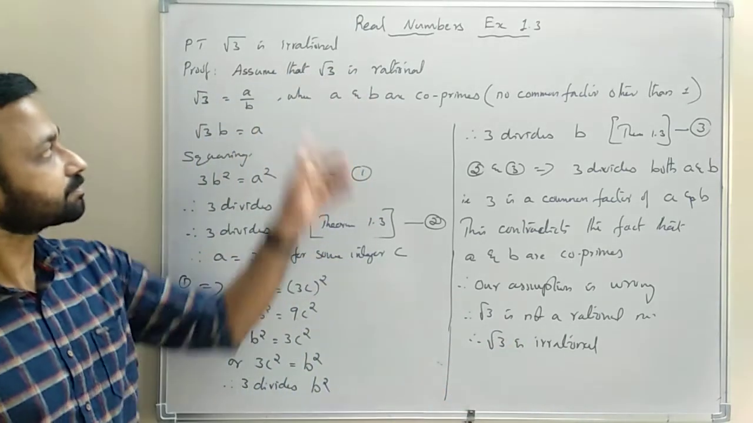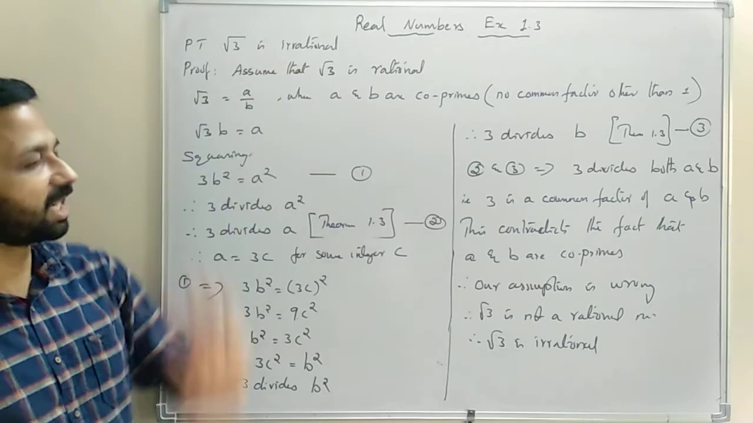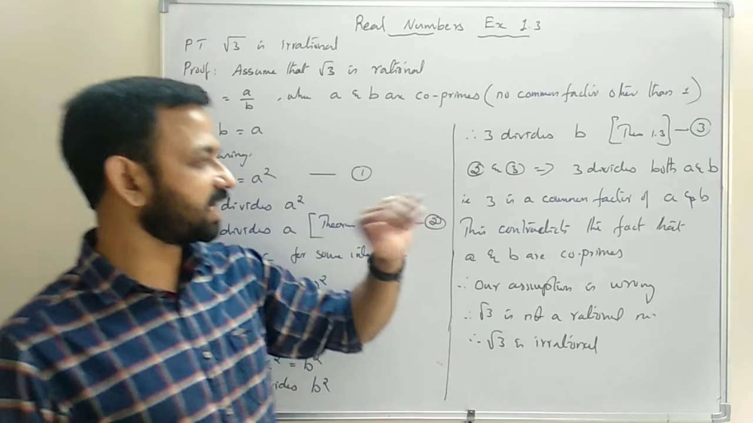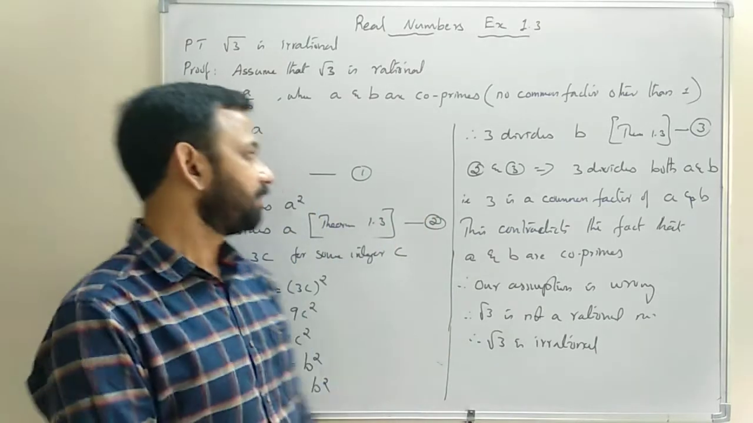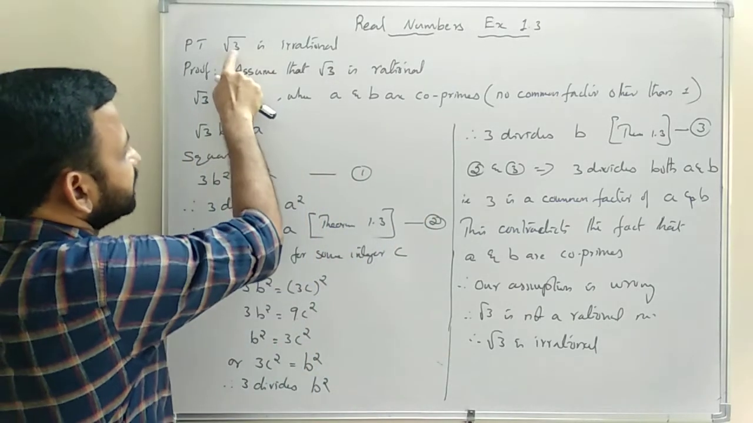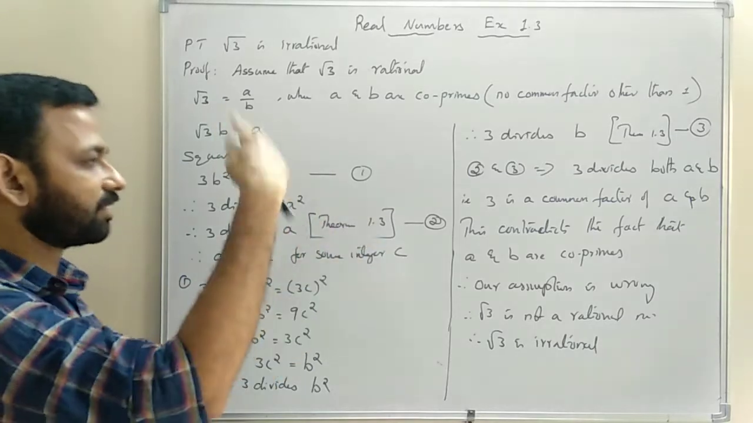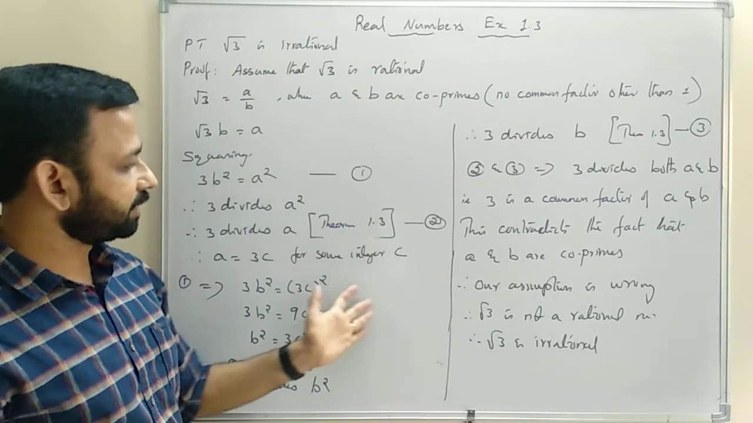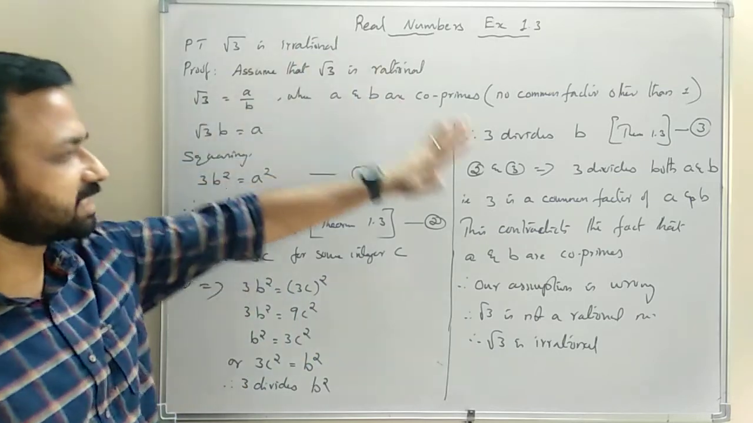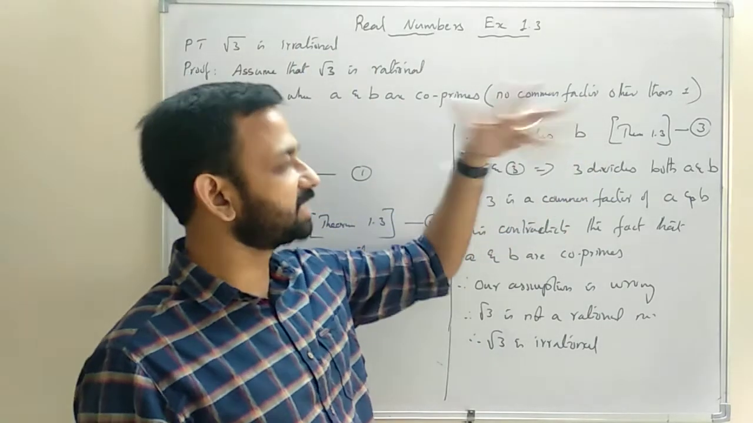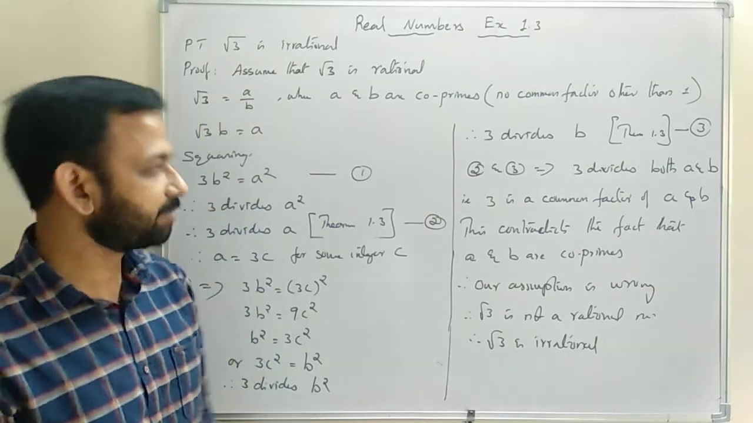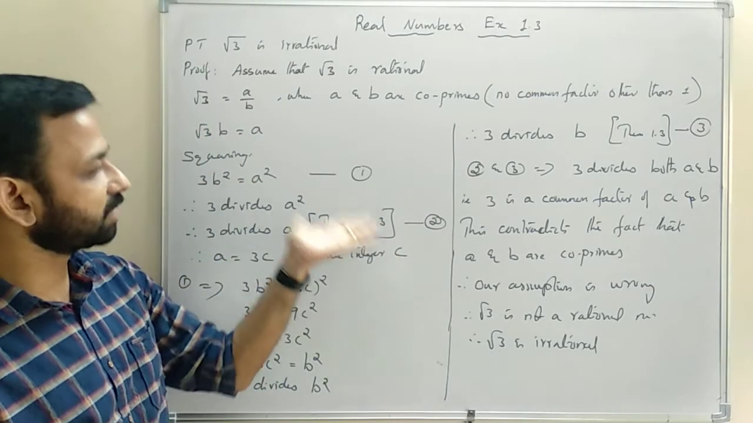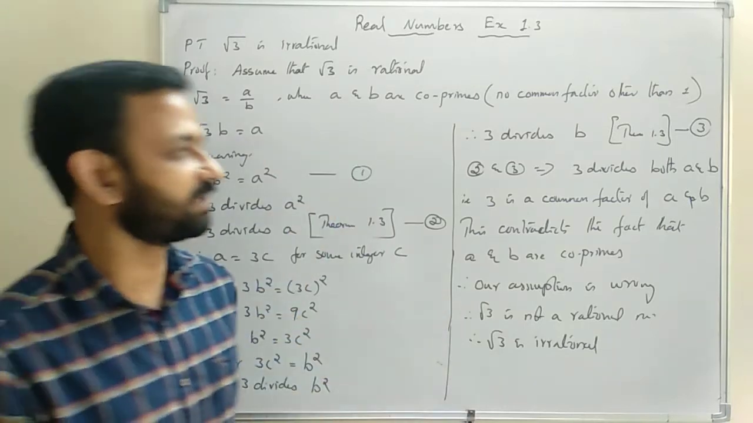So here, now we proved root 3 is irrational. Similarly, root 5 is irrational, root 7 is irrational, root 11 is irrational. We need to change that 3 by 5 or 11 or 13, etc. The rest of the question is exactly the same. Just replace 3 by that particular prime number, then we will get the result. So similarly, we will prove root 3 irrational, root 5 irrational, root 7 irrational, etc.